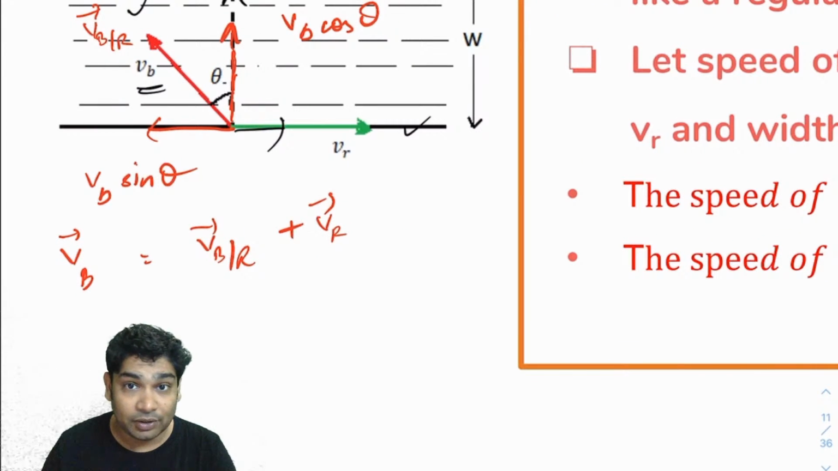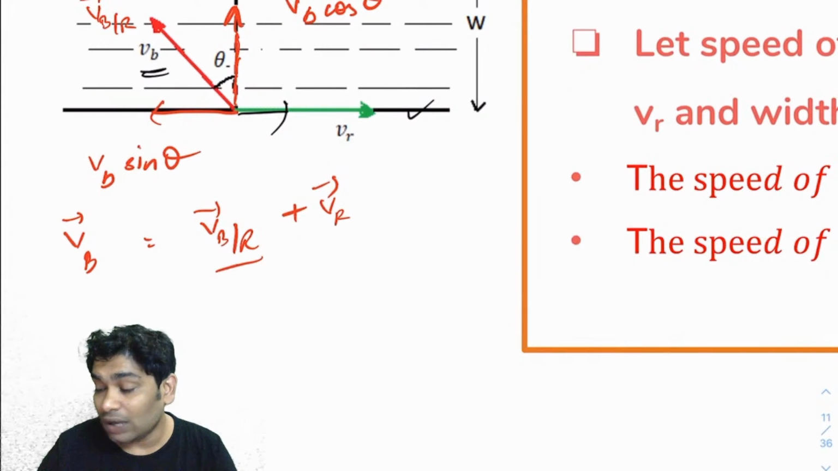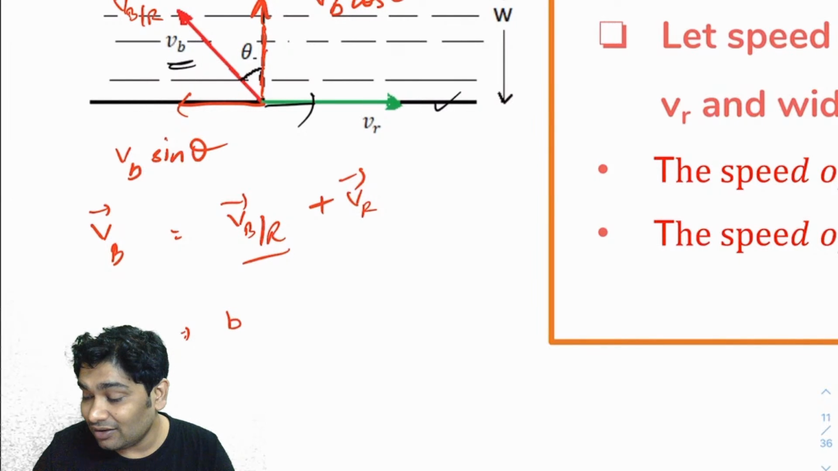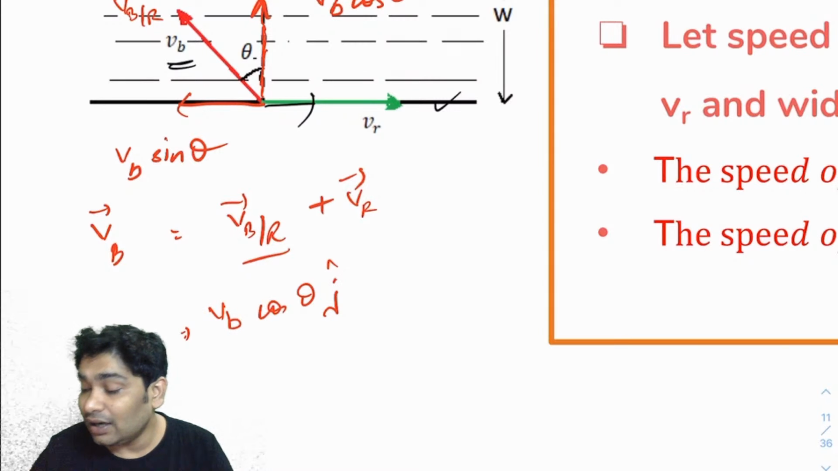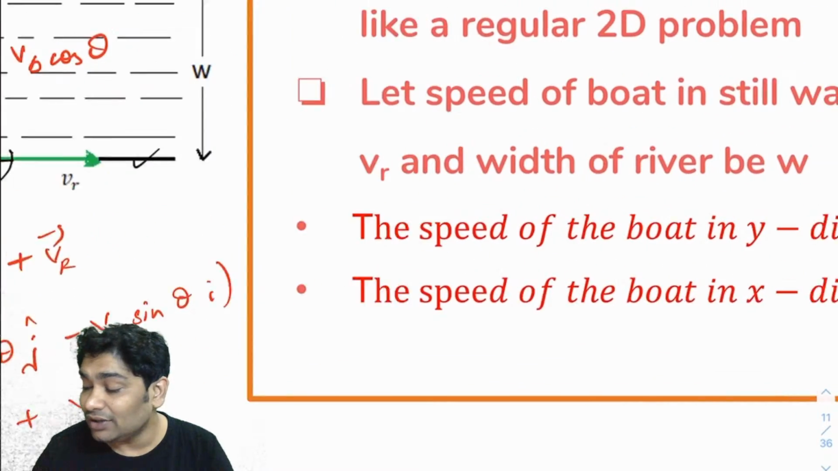This is all that I'm going to do. I know the components, so I can simply add the components. So this I can write as, let's see, VB cos theta j cap and minus VB sin theta i cap. All right, plus the velocity of river is VR i cap. So when I solve this, what am I getting?